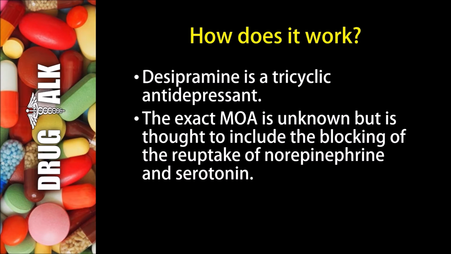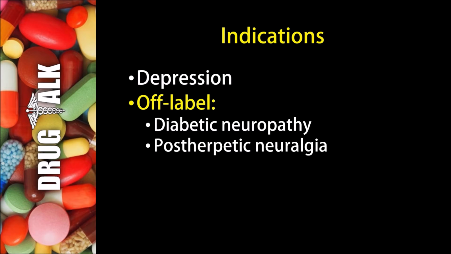So how does Desipramine work? Well, Desipramine is a tricyclic antidepressant. The exact mechanism of action is unknown, but it is thought to include the blocking of the reuptake of norepinephrine and serotonin. In terms of indications, or reasons we would prescribe this medication to a patient, we would usually see this medication used to treat depression. There are also two off-label indications, which would be diabetic neuropathy and postherpetic neuralgia.